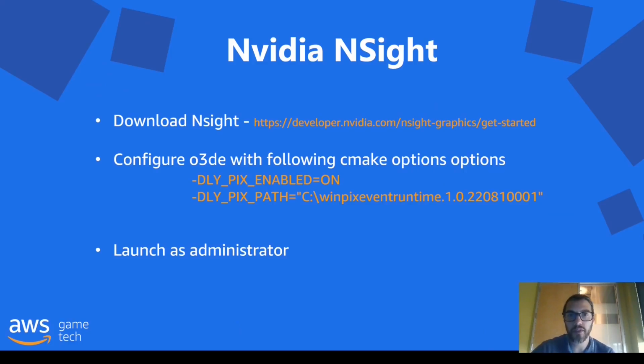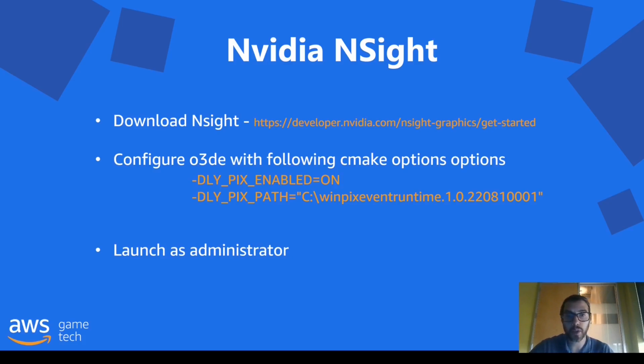Next, we will take a look at Nvidia Nsight. It's a tool provided by Nvidia and only works for Nvidia hardware. You can download Nsight at the link provided in this slide. The Nvidia Nsight tool can be used for GPU profiling investigation and also for rendering artifacts related investigation. So you will want to configure your O3DE app with CMake options to enable PIX. That's because Nsight uses PIX markers under the hood for its GPU instrumentation. You will want to launch the Nsight as an administrator, and that's pretty much it.